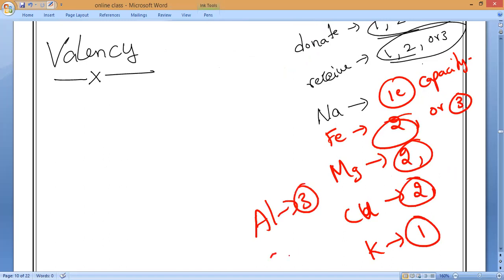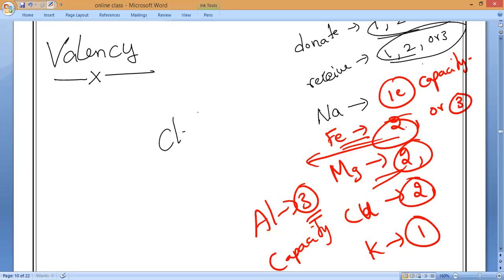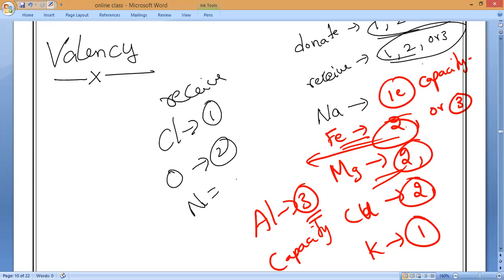So that is its capacity. So it can donate 3 electrons maximum. Magnesium can donate 2. Iron can donate either 3 or 2. 2 means what is to say? Ferrous. 3 means what is to say? Ferric. Ferrum. Same way, chlorine can receive 1 electron. Oxygen can receive 2 electrons. Nitrogen can receive 3 electrons.